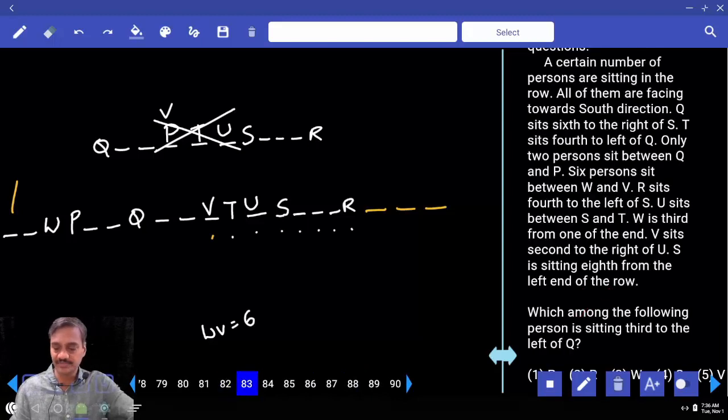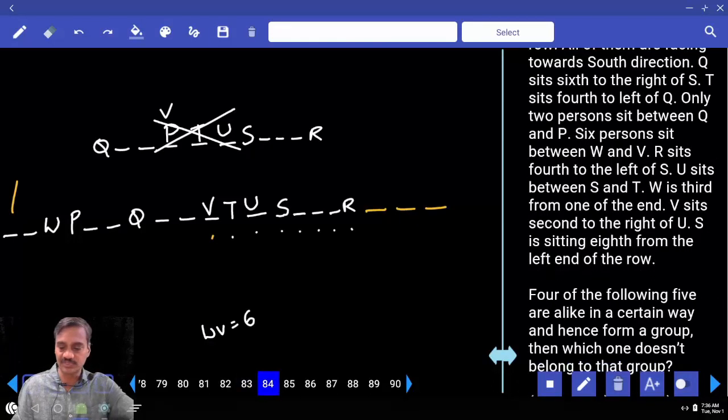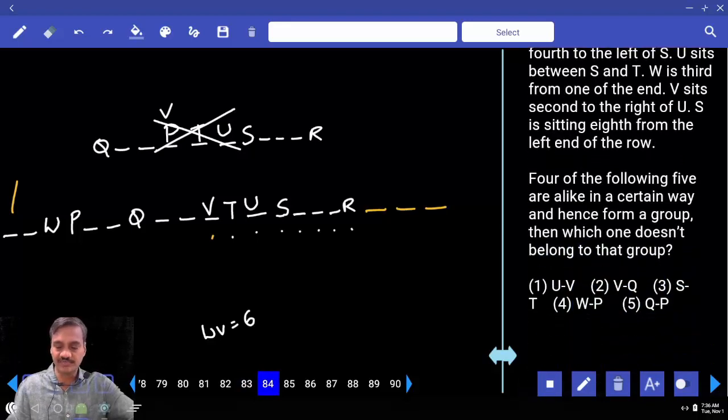And 83, which among the following persons is sitting third to the left of Q? Third left of Q is V. V, that is choice 5, question number 83. And 84, which out of the following means odd one out. U and V there is 1 person, and V and Q there are 2 persons. Here there is 1 person, V and Q 2 persons, S and T. How many persons between S and T? There is exactly 1 person.